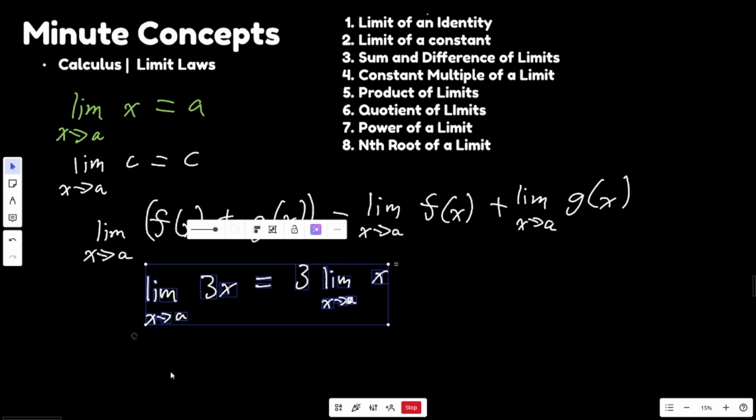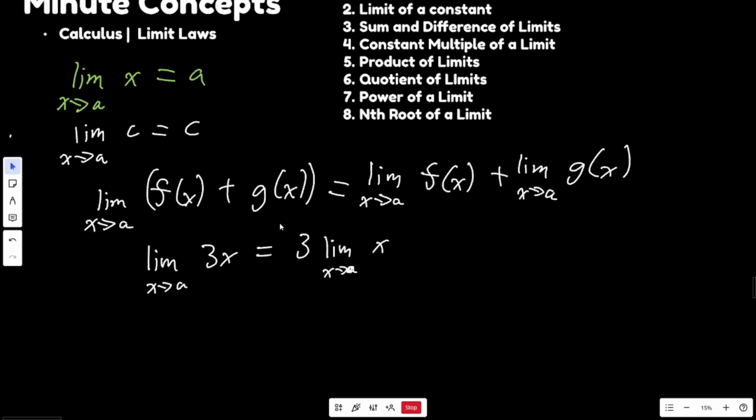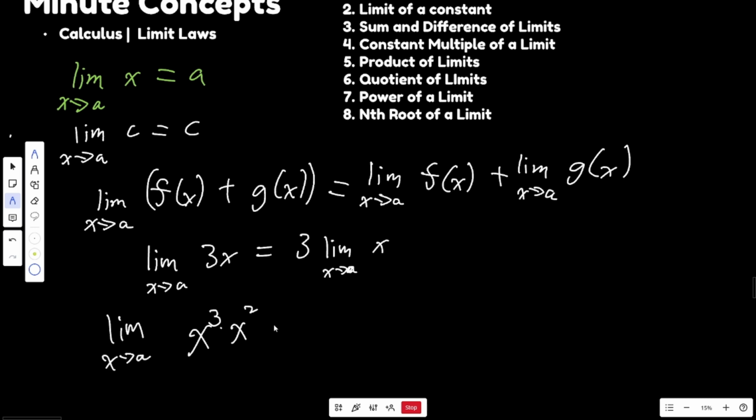Next, how about the product of limits? Now, again, the product of limits is pretty straightforward. Basically, in a function, for example, where it's x cubed and the other one is x squared, where we multiply these together, the limit as x approaches a of this would be equal to the limit as x approaches a of x cubed times the limit as x approaches a of x squared.